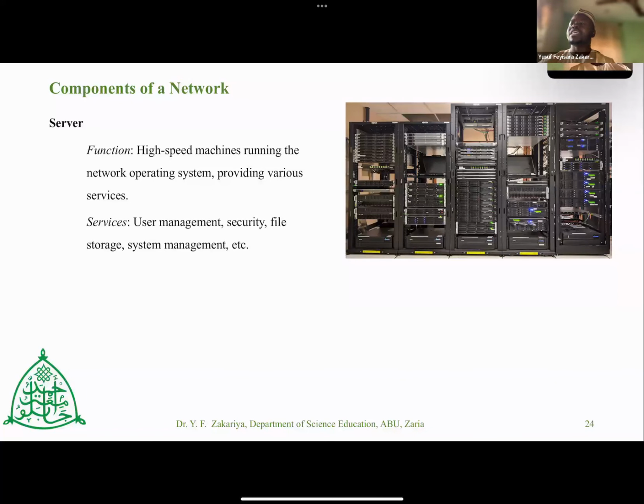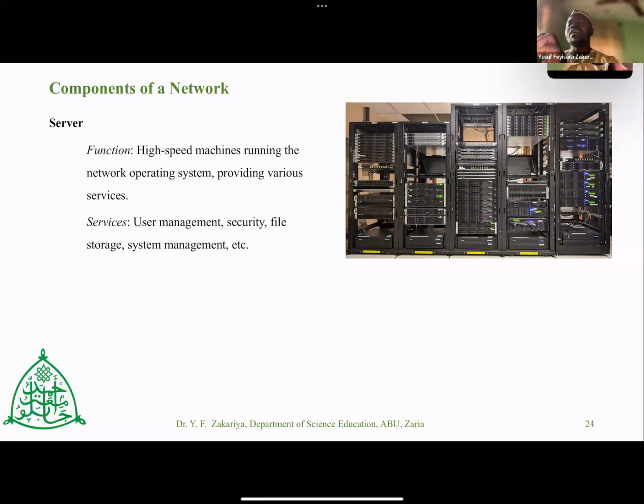And this is an example of a pictorial server. In fact, this particular picture looks like the ABU server. You will see when we get there, but this one is not the ABU server, because you don't expose the server to people outside. In fact, by the time we go there, you are asked not to take any picture.